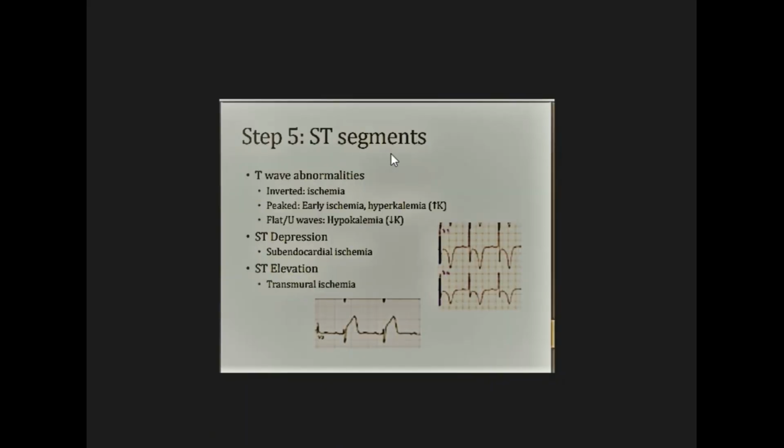Step 5. Step 5 is at the end. This is the last step of an ECG interpretation, and in this step you have to look at the ST segment. If the ST segment or T wave is inverted, then it means you're having a condition of ischemia. If it's peaked, then it means you're having early ischemia or hyperkalemia. If it's flat or there are U waves, it means you're having a condition of hypokalemia.